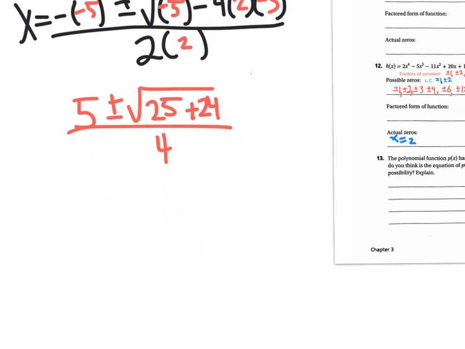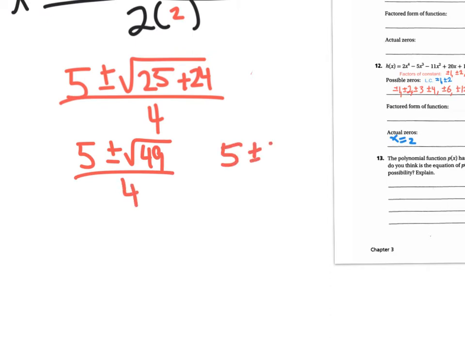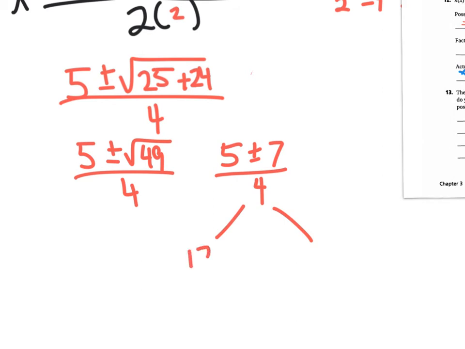And let me move this up a little so we can keep working over here. So we're going to have 5 plus or minus the square root of 49. We're going to have a 4 on the bottom. So it's really going to be 5 plus or minus 7 over 4. And that becomes two separate situations. Let me move this a little out of the way. We're going to have 12, because 5 plus 7 is 12, over 4. And we're also going to have 5 minus 7, that's negative 2, over 4.